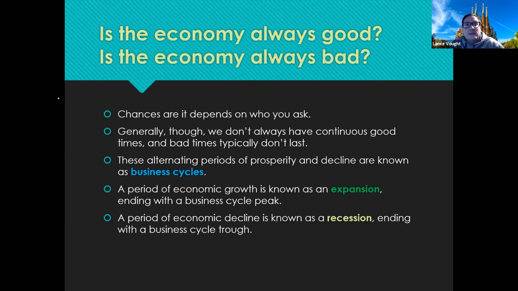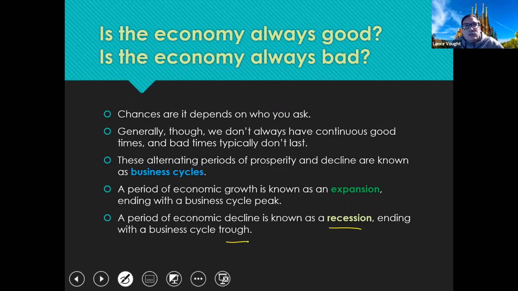The business cycle is this alternating period of economic growth and economic decline. So prosperity and decline. When we have an economic growth phase, it's known as an expansion phase. And that expansion phase continues until we hit what's known as a business cycle peak. Then after that, the economy starts to slow down. It produces less than it did in the previous quarter, month, year. And we end up having a period that's known as a recession. Now, a recession is distinct. It has to be at least 2 quarters or 6 months of continuous economic decline. And it ends with a business cycle trough.